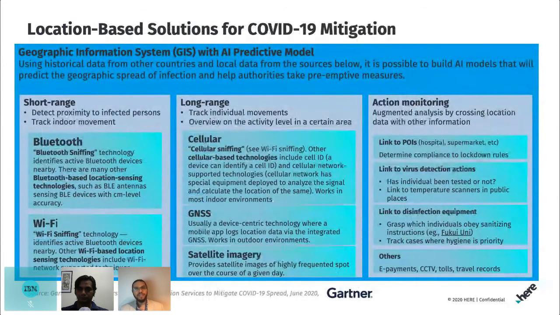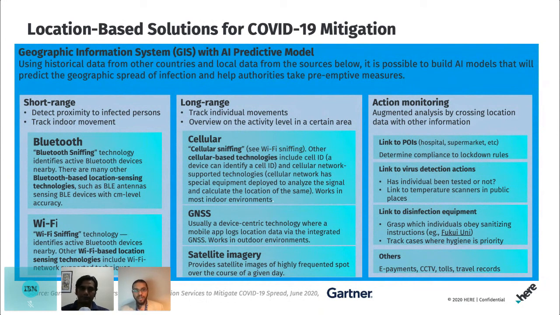So let me highlight some areas here. Location-based solutions for COVID mitigation have a lot of pillars. The basic one that we have is, for example, the short-range activities, so contact tracing. A lot of people, a lot of companies, a lot of governments have this app within your country or even within your district or state to do this type of contact tracing using Bluetooth and Wi-Fi.